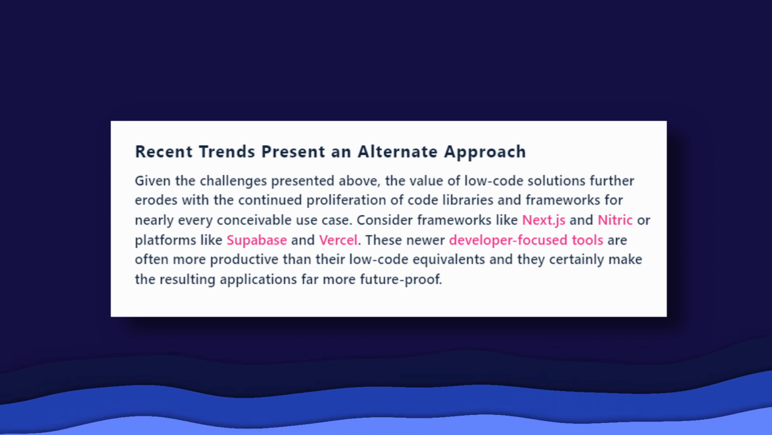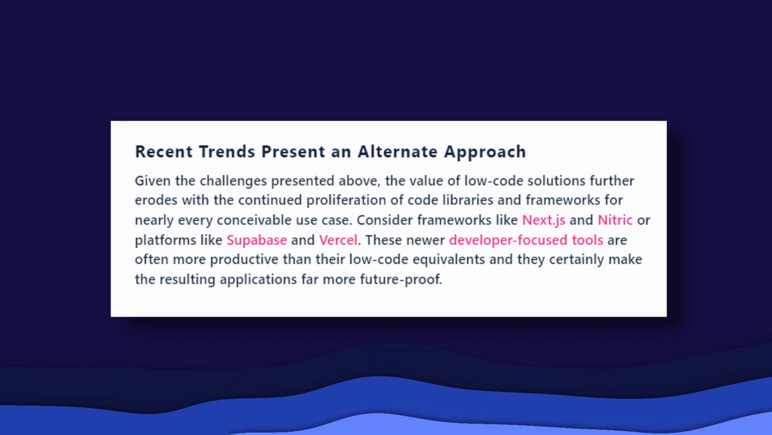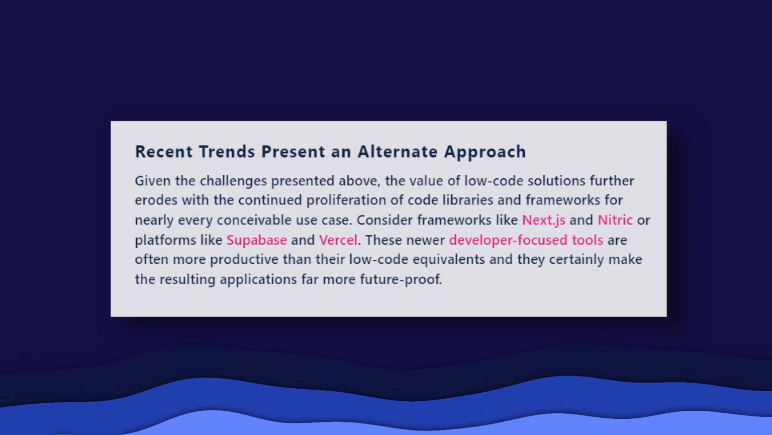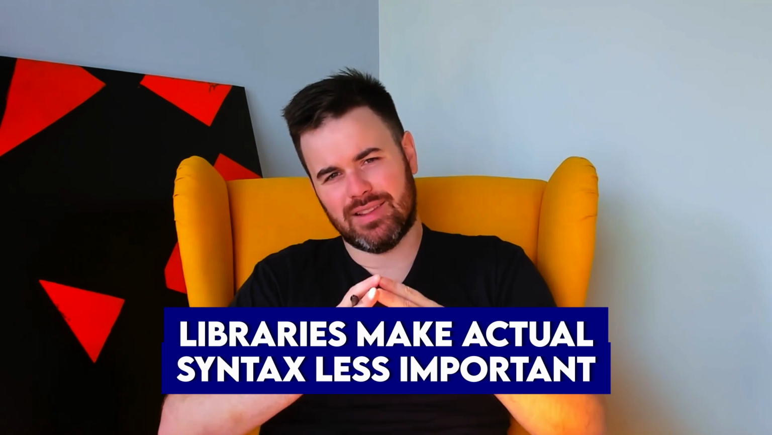Consider frameworks like Next.js, Nitro, or platforms like Supabase and Vercel. These newer developer-focused tools are often more productive than their low-code equivalents, and they certainly make the resulting applications far more future-proof. So what's happening here is two things. One is, on the developer side, there's more and more libraries coming to market that make actual syntax less and less important.